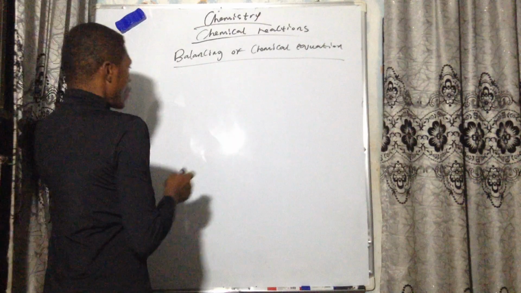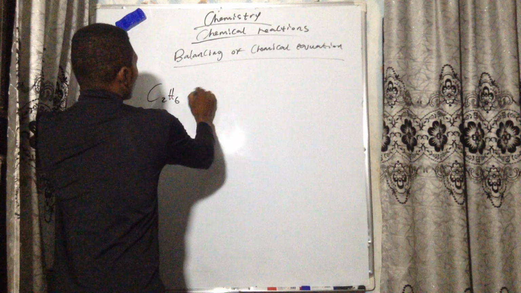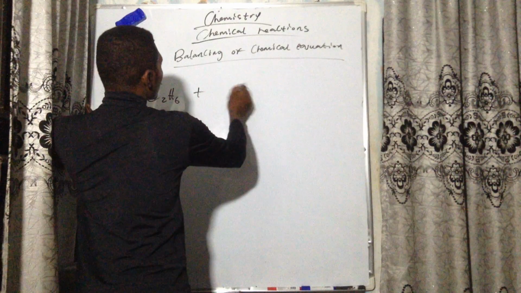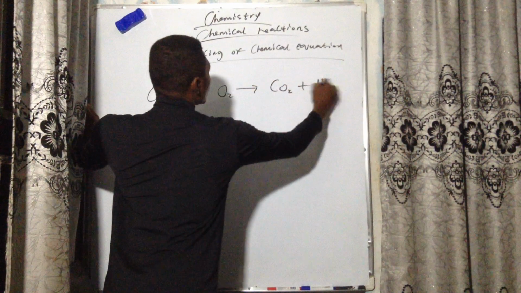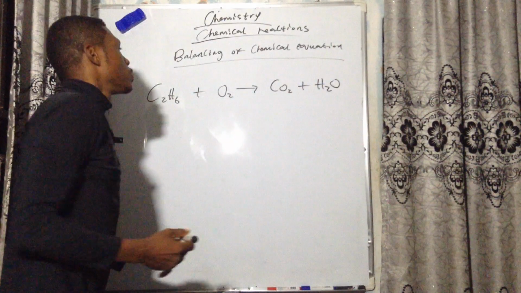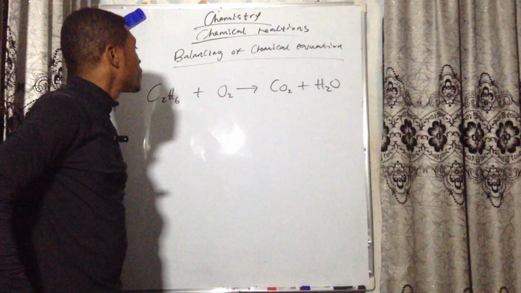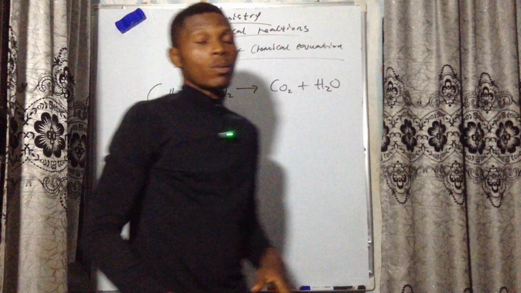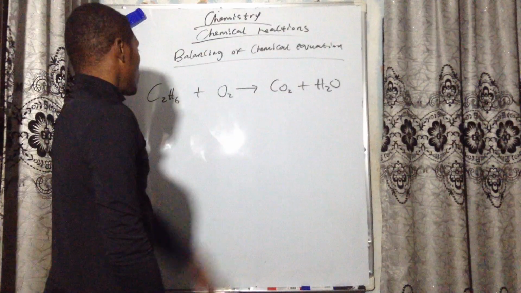Let's say we have C2H6 plus O2 will give us CO2 plus H2O. They told you that when ethane combines with oxygen, it will form carbon dioxide and water. Now, what is left for us is to balance this equation.